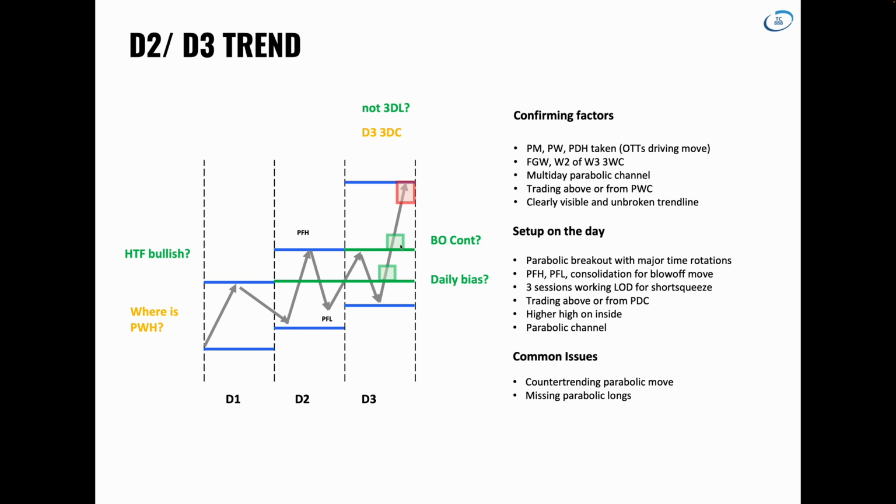And then common issues with those typically that people don't take that. So they are counter trending that. They are shorting the high here and they are missing the parabolic long. That's the typical mistake. So if you have such a parabolic situation, just go long. Don't short it here and try to fight the trend. So let's look at the chart.